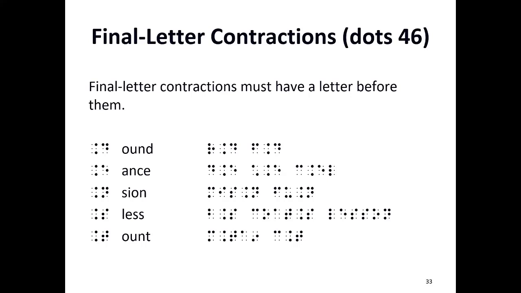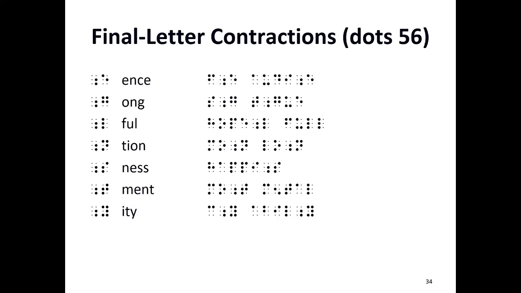Look at the letters L-E-S-S. We can use that in words like bless and coatless, but not the word lesson, because L-E-S-S comes first in that word. So we can't use the contraction there. Some other kinds of final letter contractions use dots 5, 6 in front of them. And here's that list and some Braille to go along with it.